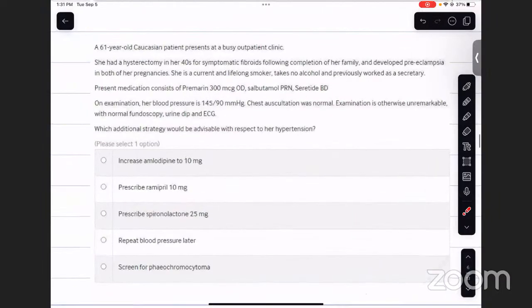Okay, so let's see another scenario. Here, a 61-year-old Caucasian patient presents at a busy outpatient clinic. She had a hysterectomy in her 40s for symptomatic fibroids, and following complications, developed preeclampsia in both of her pregnancies. This is a complication related to hypertension. Current and lifelong smoker, which is a risk factor. And the present medications are a steroid-containing estrogen pill, salbutamol, and seretide.